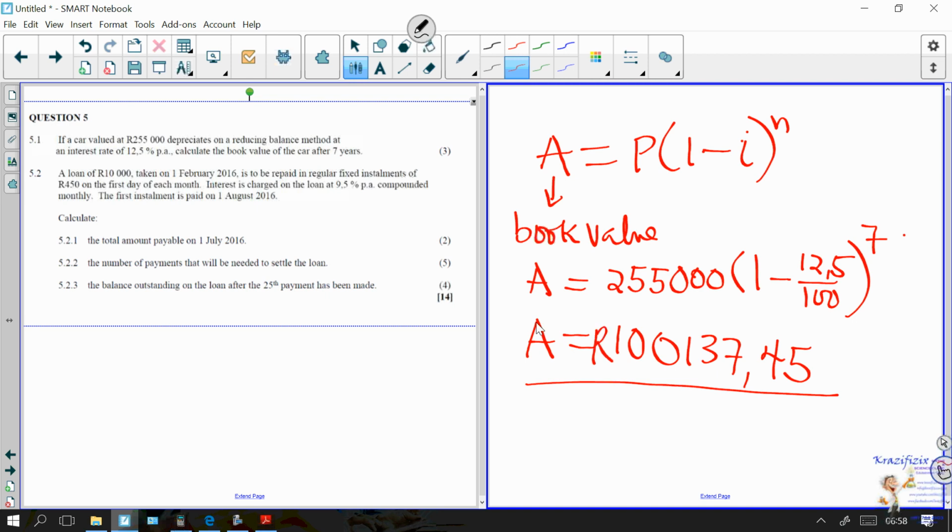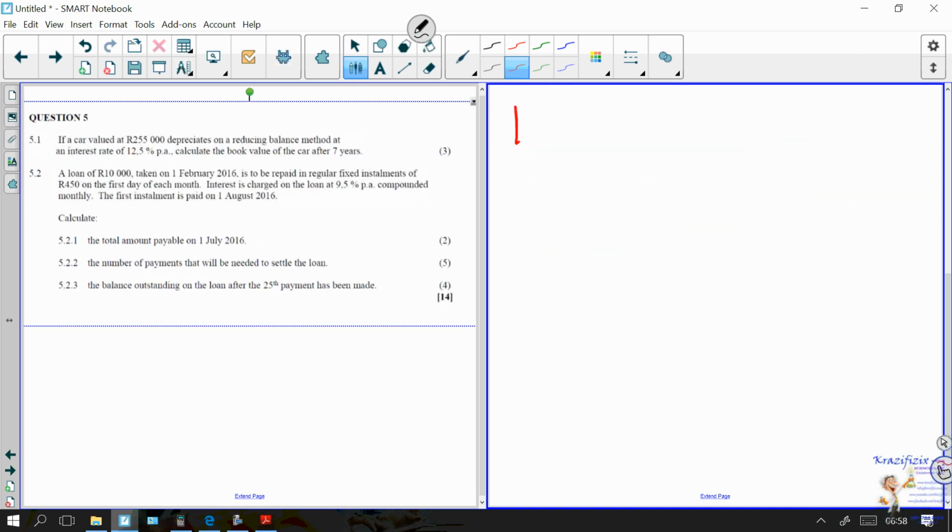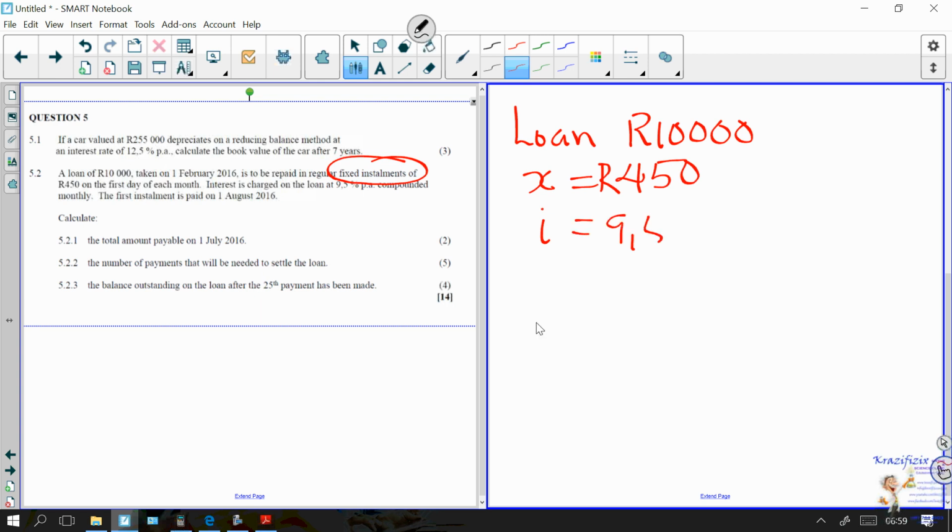All right. A loan of 10,000, okay. A loan of 10,000 taken on the 1st of February 2016 is to be repaid in a regular fixed installment. Once you see fixed installment, you're talking about X. All right, and my X now is 450 Rand on the first day of each month. Okay, on the first day of each month. Interest is charged on the loan at 9.5% per annum, compounded monthly.